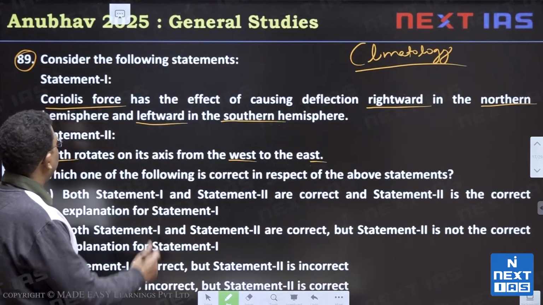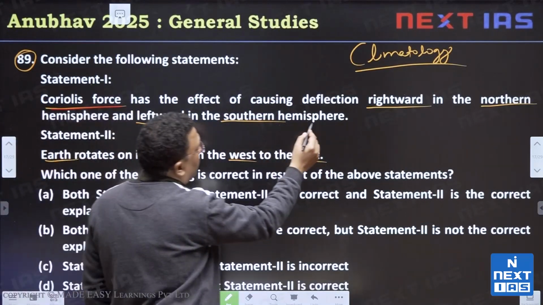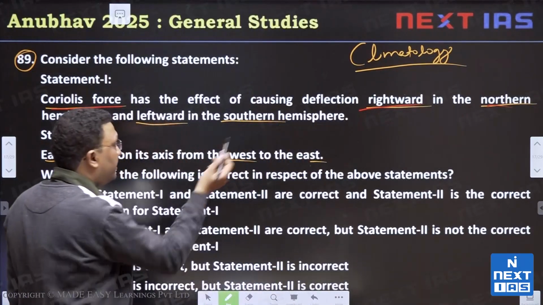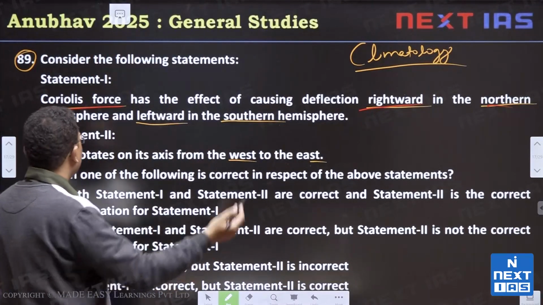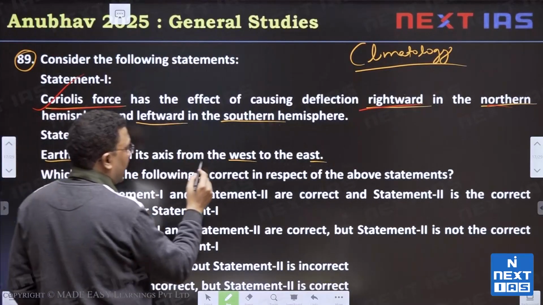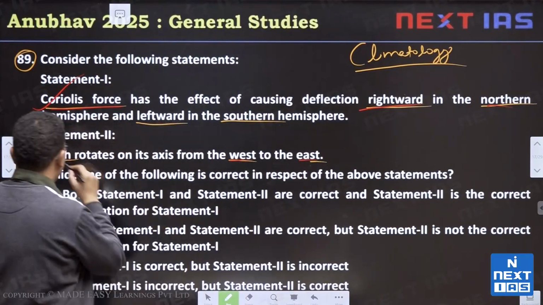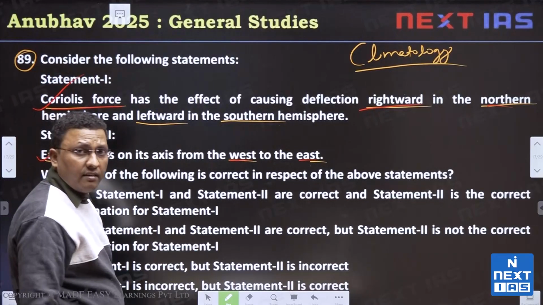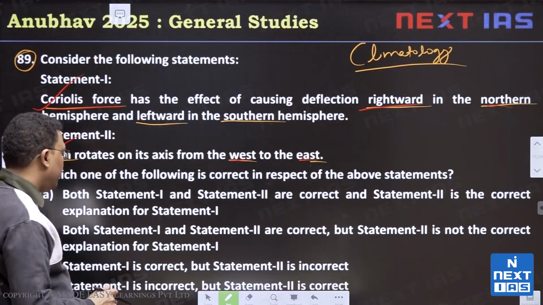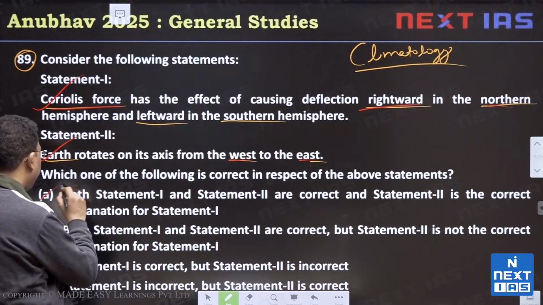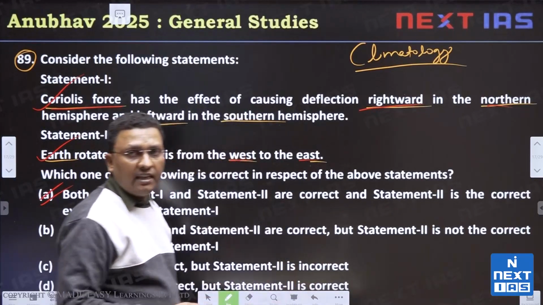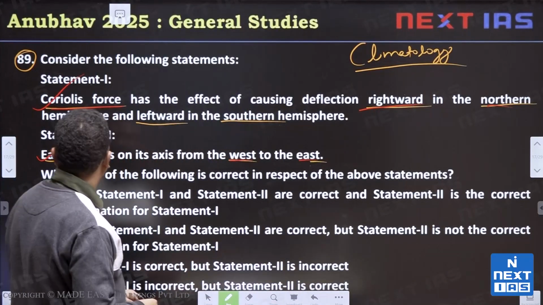Now let's see the question given. Coriolis force has the effect of causing deflection rightward in northern hemisphere and leftward in southern hemisphere. We saw that this is a correct statement. Statement 2, earth rotates on its axis from the west to the east. Everyone knows that this is a correct statement, correct fact, and this is the reason this one is happening. That means correct answer here will be A. Both statements 1 and 2 are correct, and statement 2 is the correct explanation for statement 1, right?